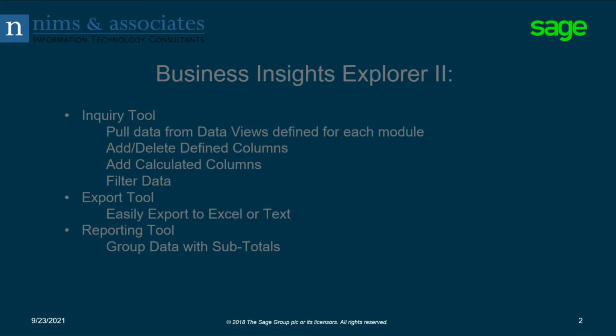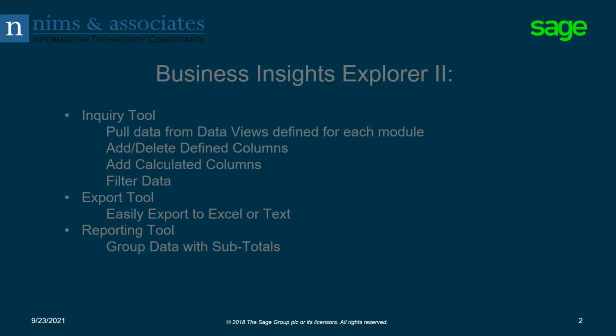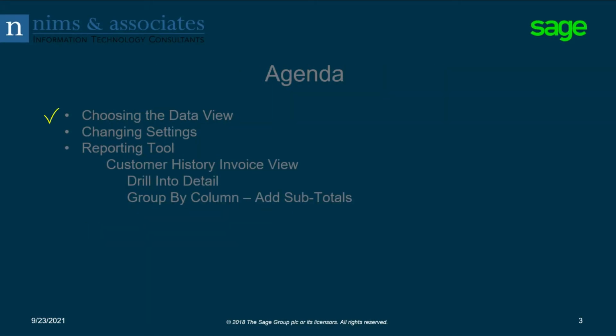The one thing that we didn't talk about and didn't demonstrate is how Business Insights Explorer can be used as a reporting tool, which allows us to group data with subtotals, which is going to be our topic today. So let's take a look at our agenda. We're going to choose a data view and change some settings, and then we're going to take a look at Business Insights Explorer as a reporting tool by using the customer history invoice view and the vendor history invoice view. So let's go ahead and get started.